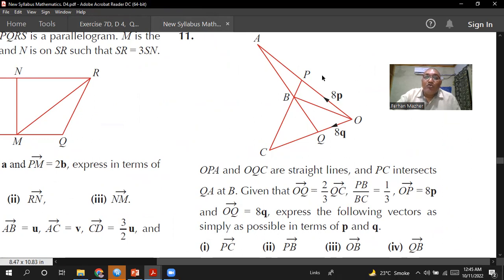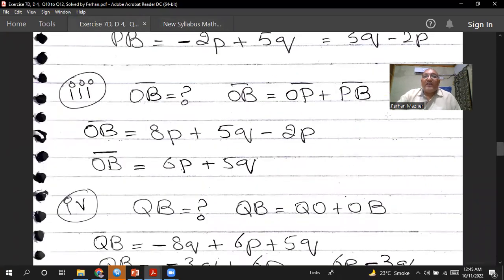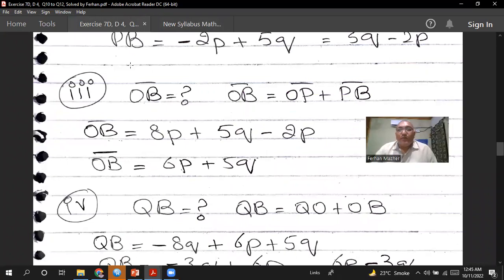I will go from O to P, from P to B. That will give me OB. There can be other bypasses also. Okay, so now I want to find out the OB. The OB will be O to P, P to B. That's the bypass. O to P is 8P, and P to B, we just found that, that's 5Q minus 2P. So the OB will be 6P plus 5Q. So this is how you do that.